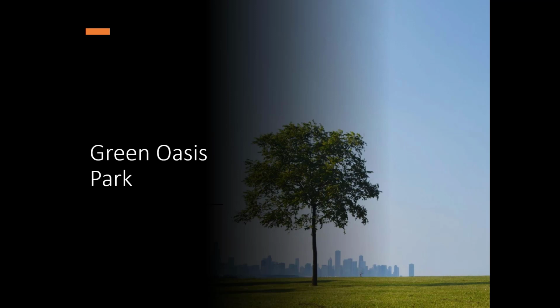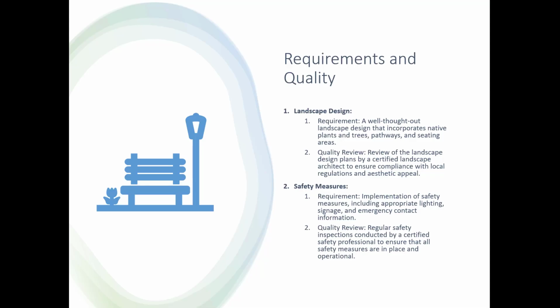We're going to go into an example of what you might see for requirements and quality. This is an example that I've used in several of the previous PowerPoints, which is the Green Oasis Park. So for requirements and quality of this park, in the last PowerPoint, we looked at issuing an RFP.